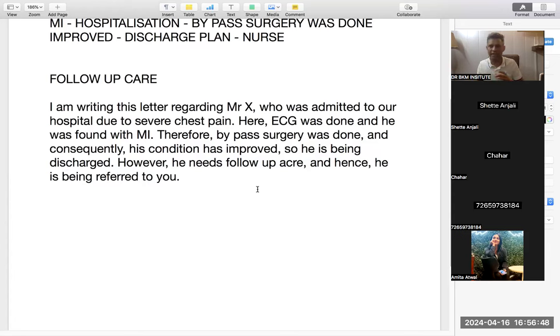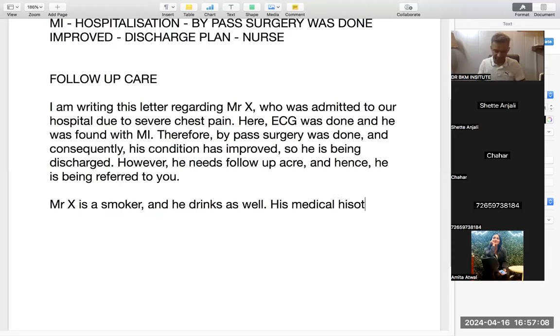You have told everything about the patient. So the next paragraph, when you write that Mr. X is a smoker, would be social history. Mr. X is a smoker and he drinks as well. So these small things as well. Then you will talk about medical history. His medical history reveals that he is a known case of diabetes. So that is how the second paragraph is framed when you talk about the social history and medical history.